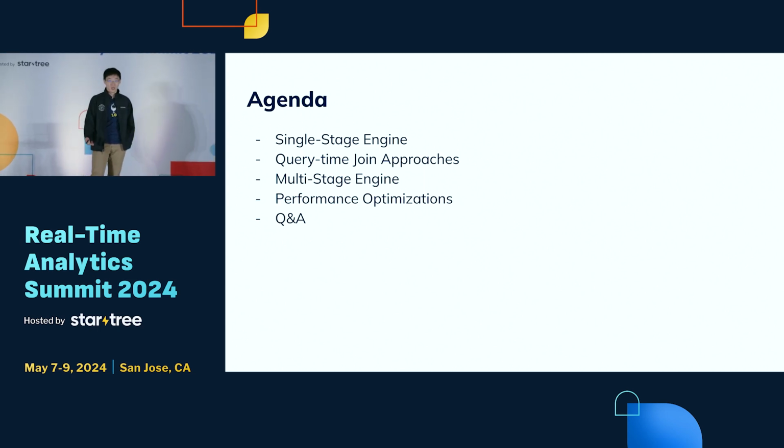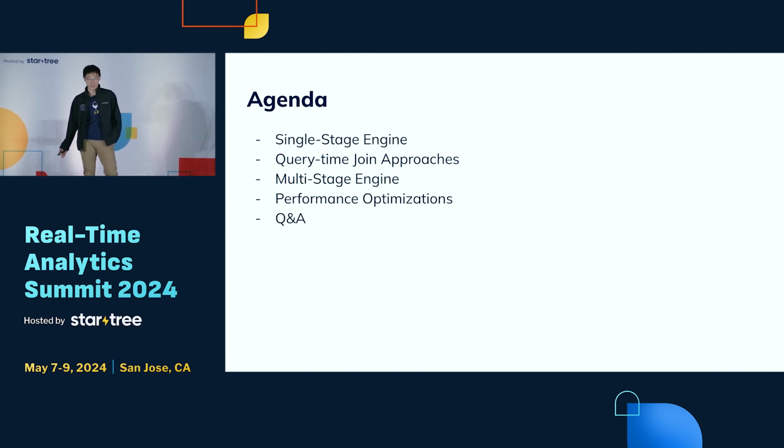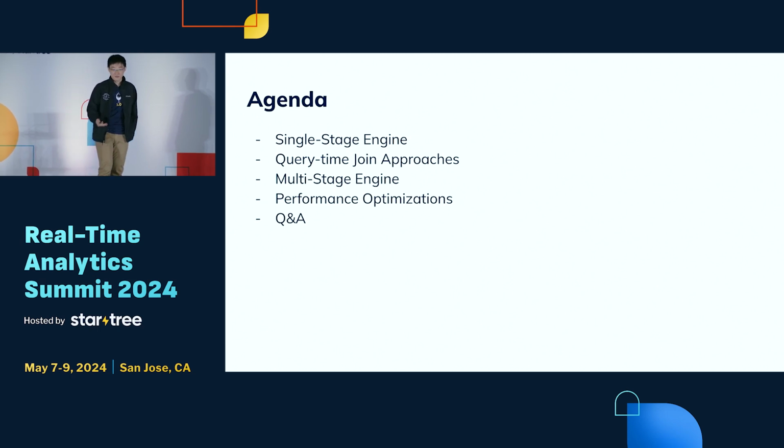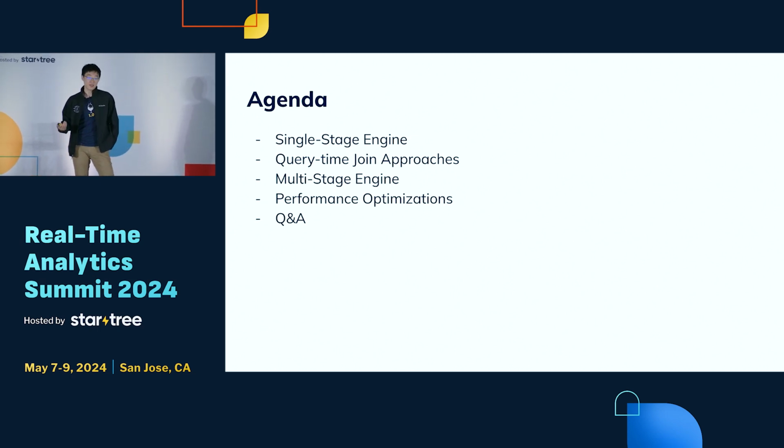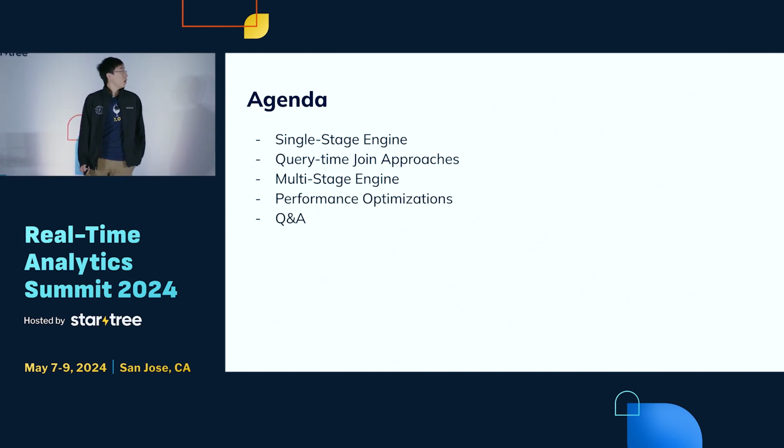First, we'll talk about the previous major Pinot use case, which is the single-stage engine. And then I'll talk about the history of the query time join approaches. Basically, we tried different things to do query time join. And then the next section will be our latest approach, which is the multi-stage engine. And then we'll talk about the various performance optimizations we have done to make the multi-stage engine match the performance of the single-stage engine. And then in the end, we'll leave some time for any questions. OK, so let's begin.